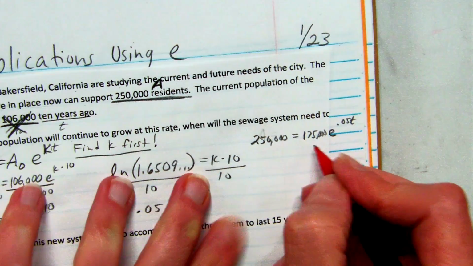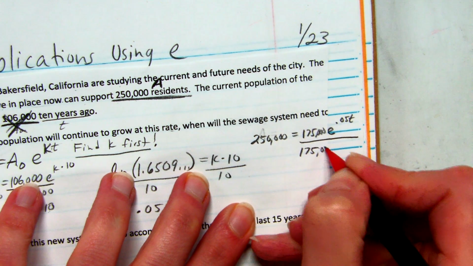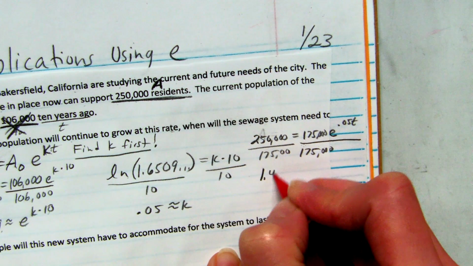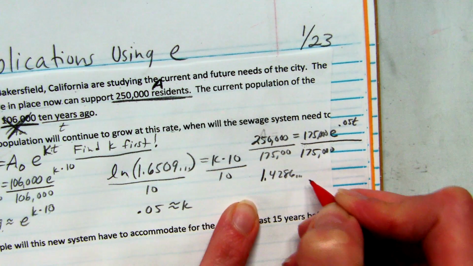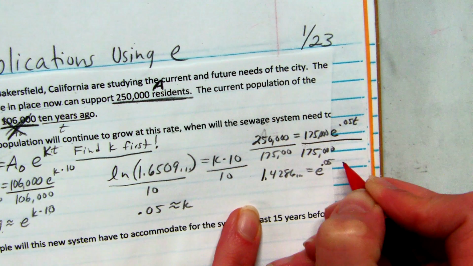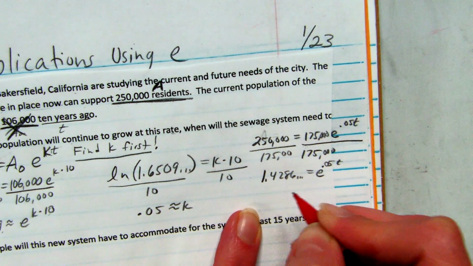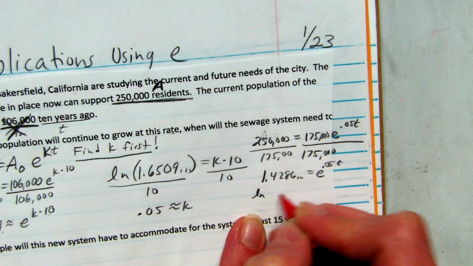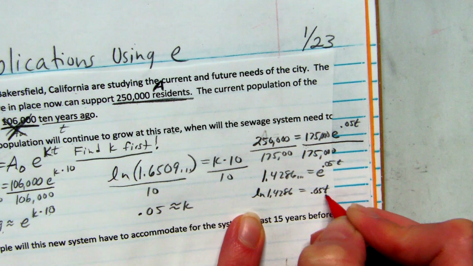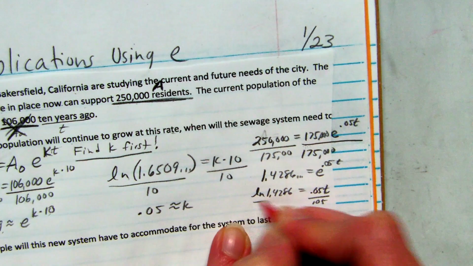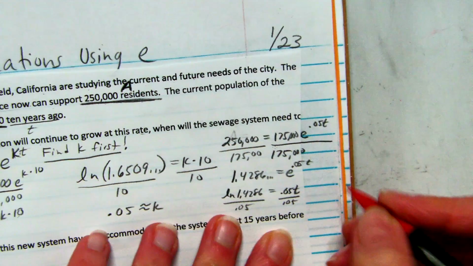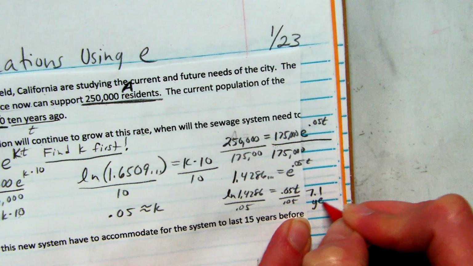Hopefully you're tracking. Divide by 175,000, divide by 175,000. We get something like 1.4286, blah, blah, blah. Keep that number on your calculator. Don't round it off a whole lot. And then e to the 0.05 t. And then to solve it, we'll have natural log 1.4286 will equal 0.05 t. Divide by 0.05, divide by 0.05. And we end up with about 7.1 years, which I'm going to write over here, 7.1 years.